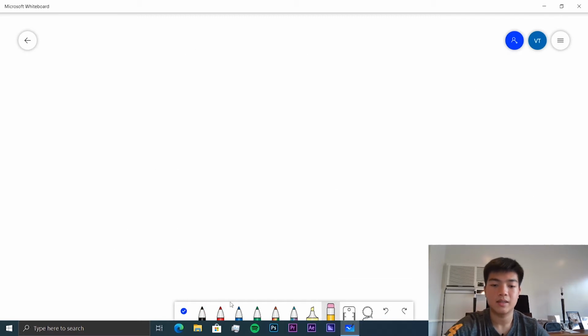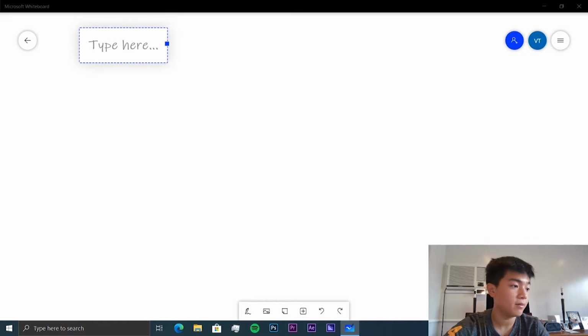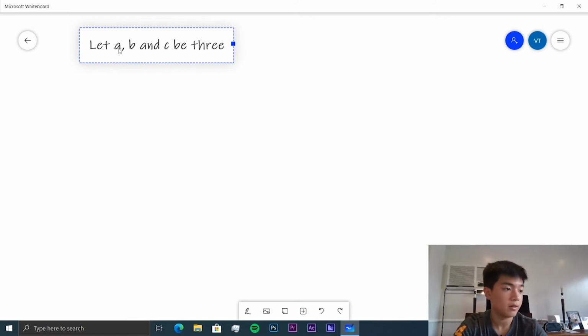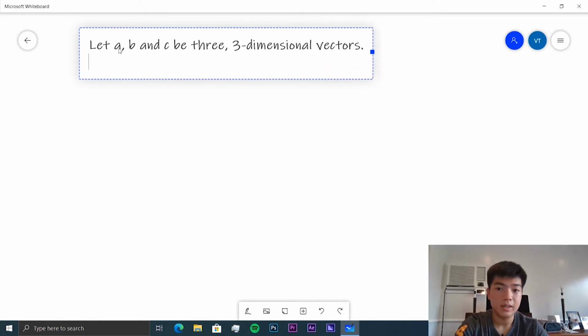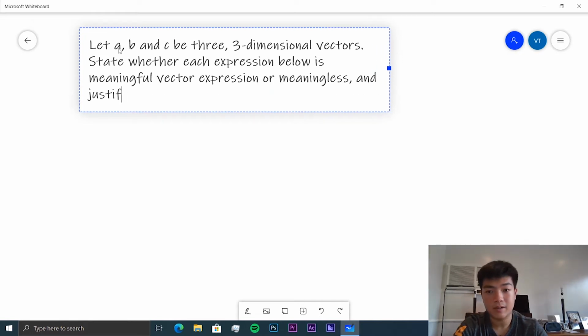Nice, that was pretty good. On to the next one, where we have: let A, B, and C be three-dimensional vectors. State whether each expression below is a meaningful vector expression or meaningless, and justify your answer. We have quite a few to go through.